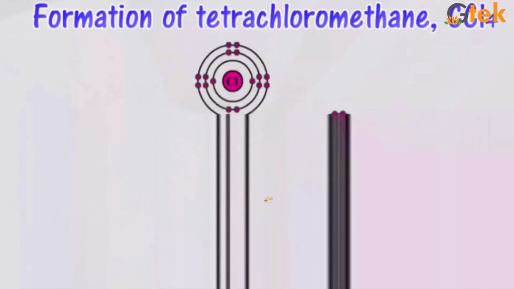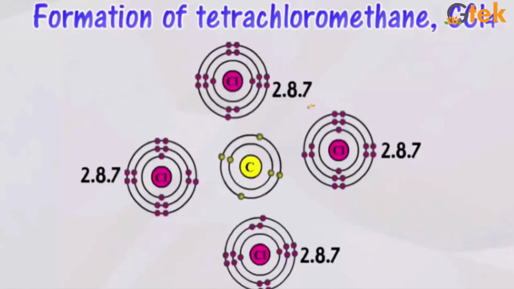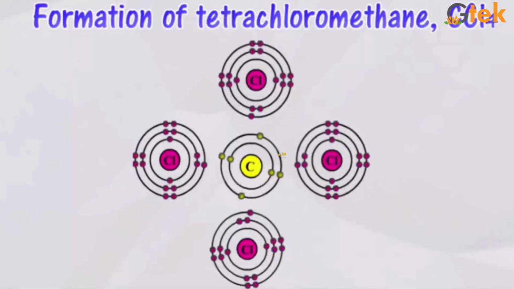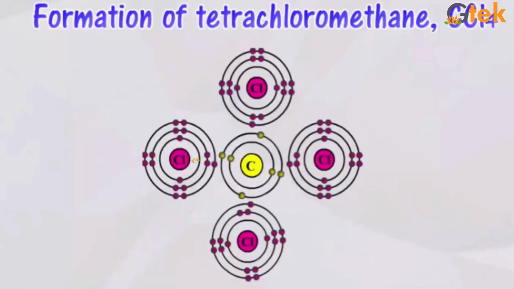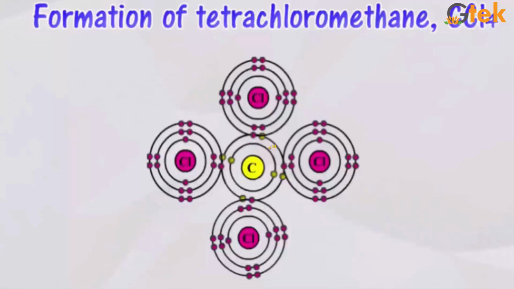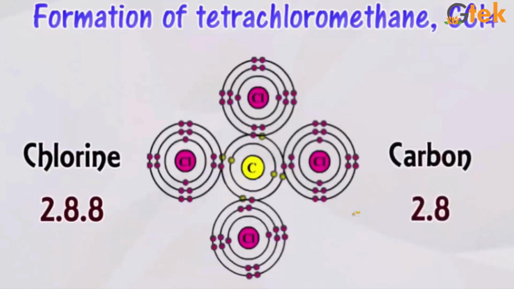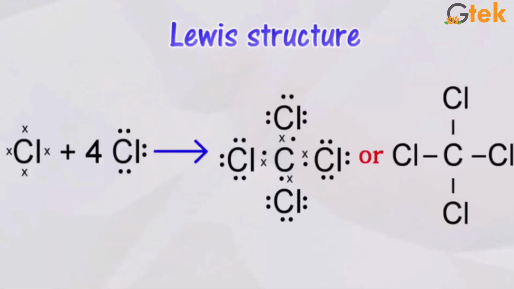We'll see it with CCl4, where carbon is surrounded by 4 chlorine atoms. Chlorine is 2:8:7 and carbon is 2:4. So carbon needs 4 electrons and each chlorine needs 1 electron. Once the chlorines join, carbon gets 1 electron from each of the 4 chlorines. So there are 8 for carbon and 8 for every chlorine, forming a full structure: 2:8:8 for chlorine and 2:8 for carbon. It's a mutual benefit for everyone, and this is the Lewis structure for CCl4.